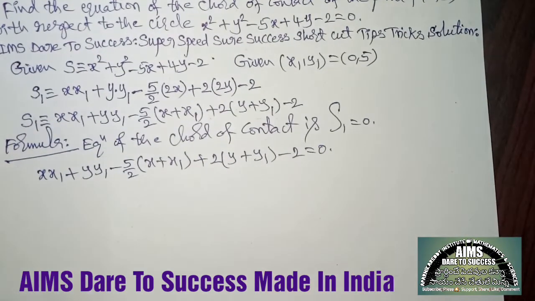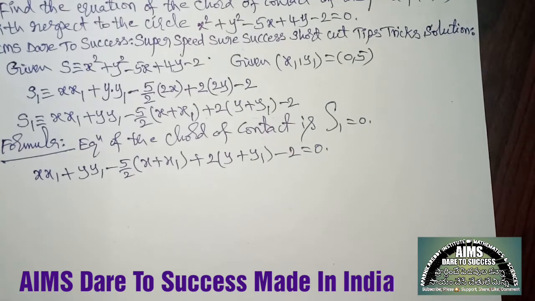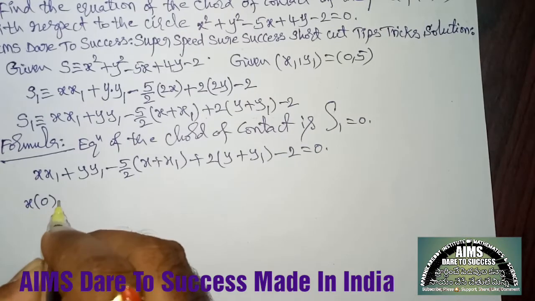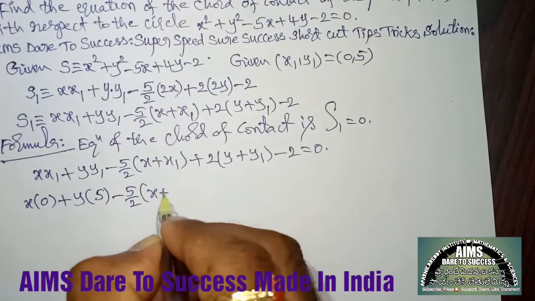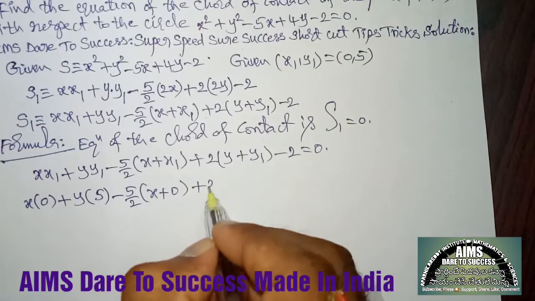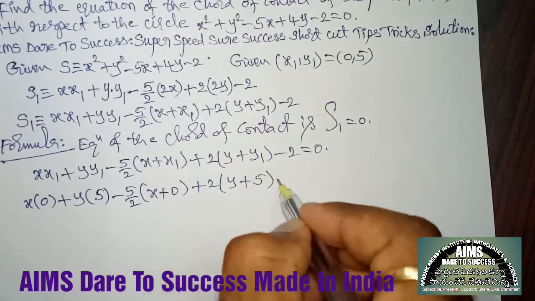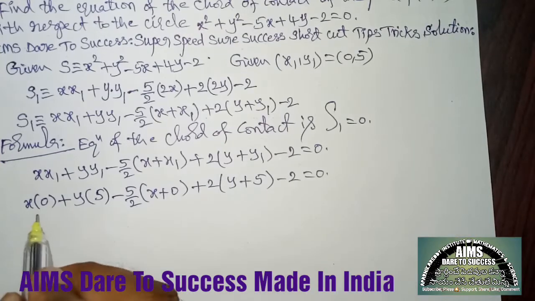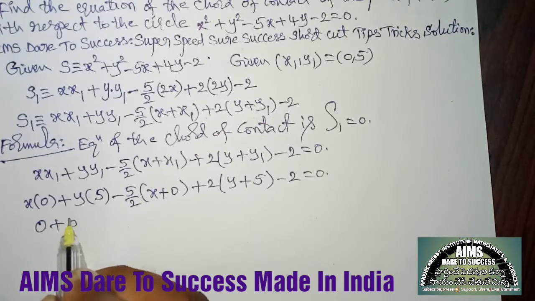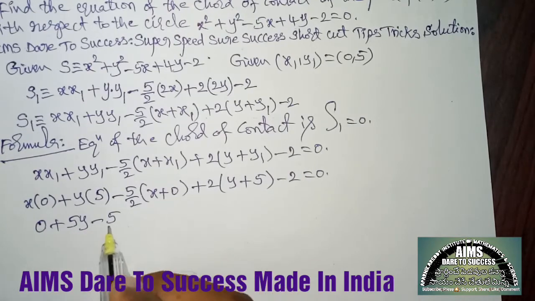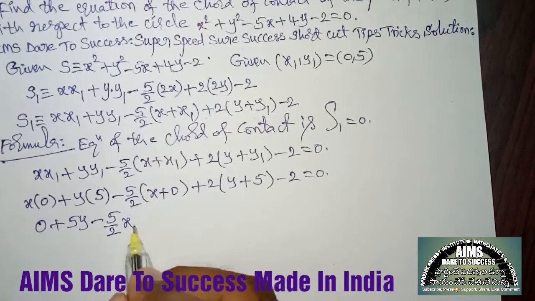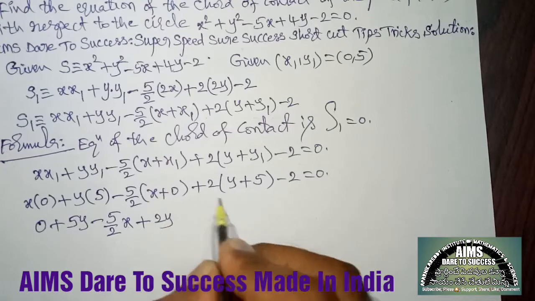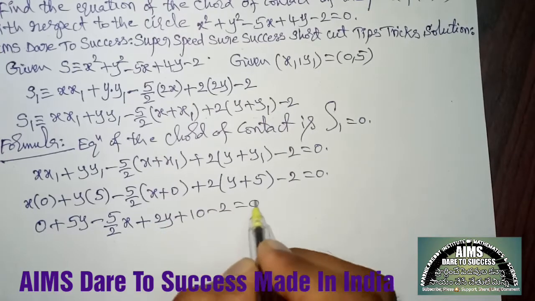After getting this, I want to substitute the given point. So what is the point? 0 comma 5. So x into x1 value 0 plus y into y1 value 5 minus 5 by 2 into x plus x1 value 0, plus 2 into y plus y1 value 5 minus 2 is equal to 0. X into 0 is 0, plus 5 into y, 5y, minus 5 by 2 multiplied inside, 5 by 2 into x, 5 by 2. Next, 0 into something is 0, no need to write. Plus 2 multiplied inside: 2y plus 2 fives are 10 minus 2 is equal to 0.